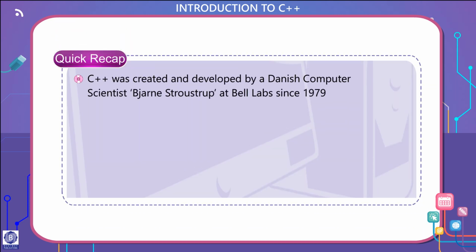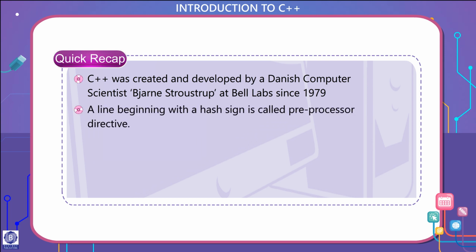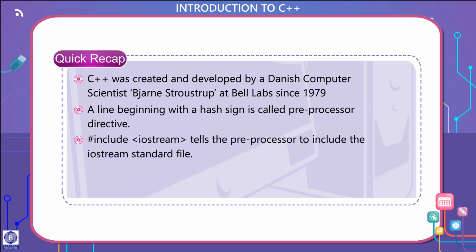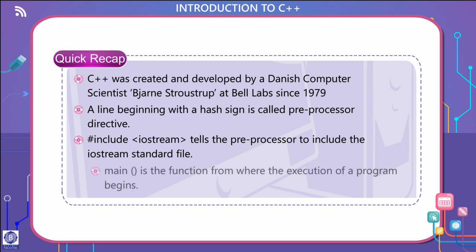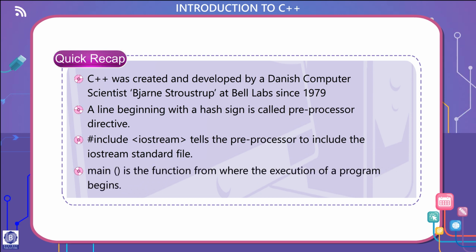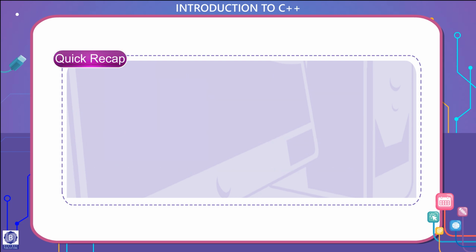Quick recap. C++ was created and developed by Danish computer scientist Bjarne Stroustrup at Bell Labs since 1979. A line beginning with a hash sign is called a preprocessor directive. #include <iostream> tells the preprocessor to include the iostream standard file. Main is the function from where the execution of a program begins.